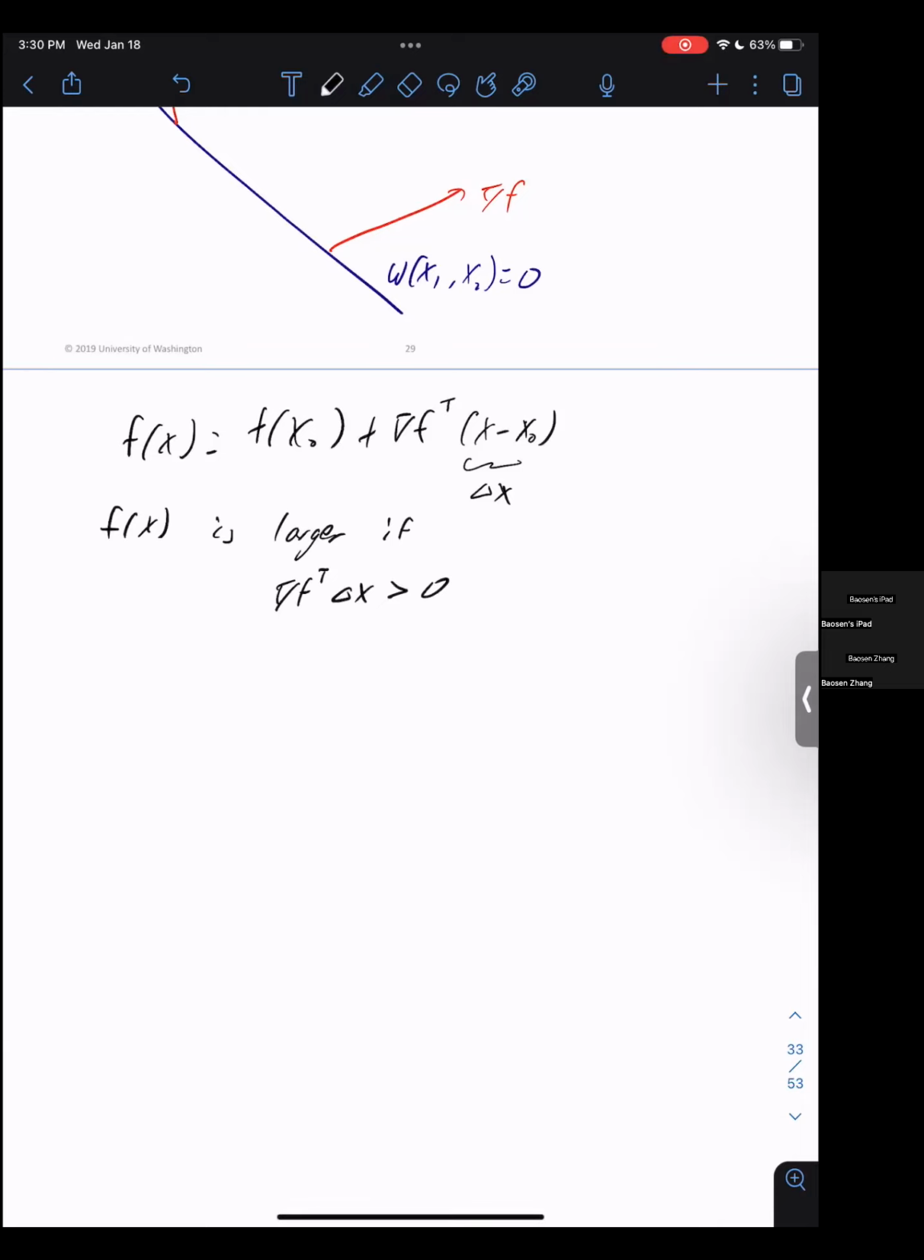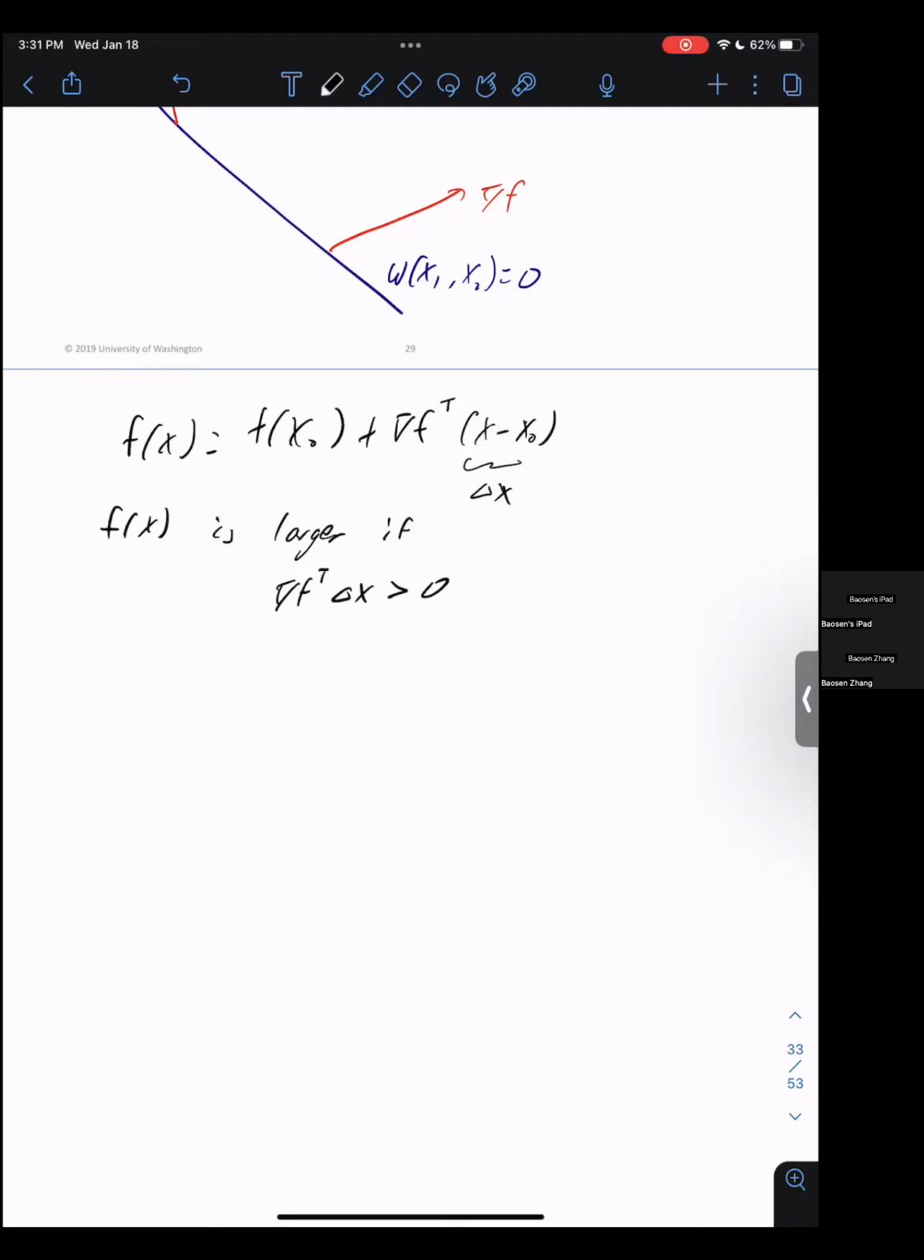Greater than zero. This doesn't mean your changing x is along the gradient. You often hear about gradient descent, gradient ascent, all that sort of thing. This says you don't have to follow the gradient. All you have to do is make sure the angle between the two vectors is less than 90 degrees. That's all you have to do to increase the functional value of this function, right? So I don't need this to be exactly along the gradient.